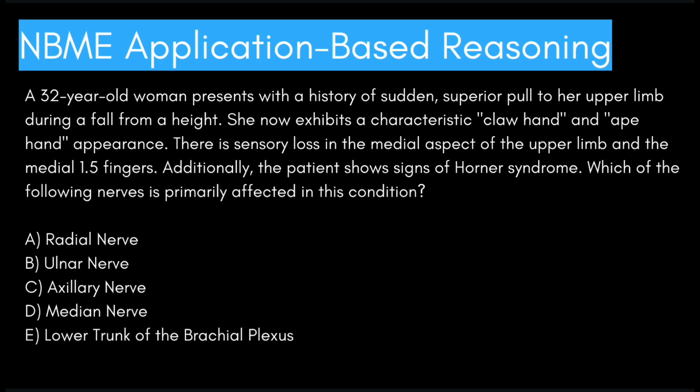We have a 32-year-old woman who presents with a history of sudden superior pull to her upper limb during a fall from a height. She now exhibits a characteristic claw hand and ape hand appearance. There is a sensory loss in the medial aspect of the upper limb and the medial 1.5 fingers. Additionally, the patient shows signs of Horner syndrome. Which of the following nerves is primarily affected in this condition?